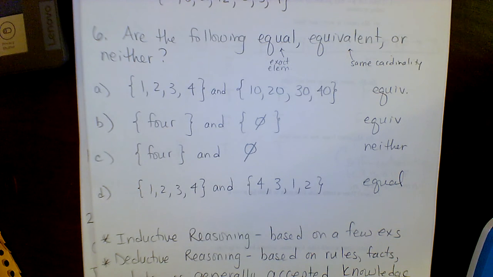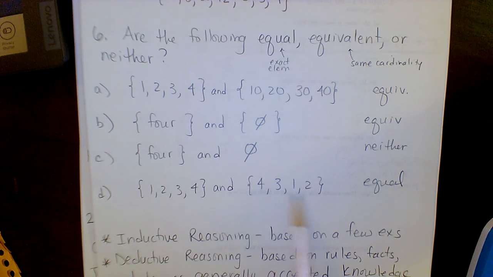So what would two sets that are equal look like? Well, it could be two very identical sets, or if I just rewrote the elements in a different order, that still counts as being equal. These sets still have the same identical elements inside of them.